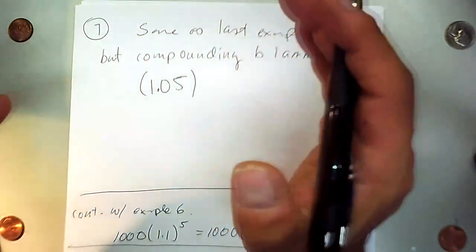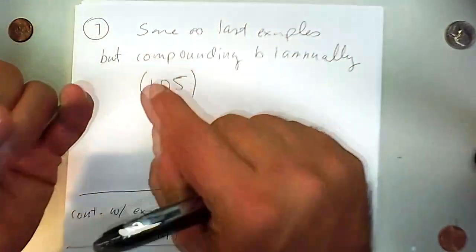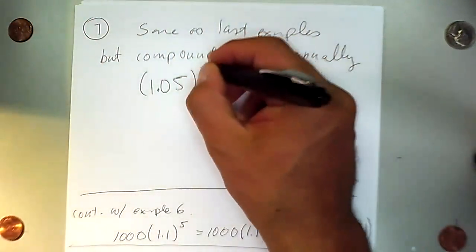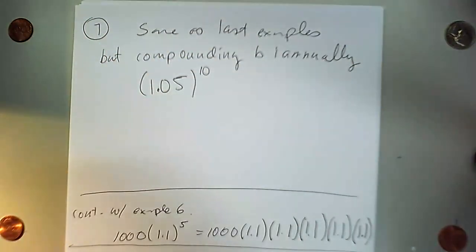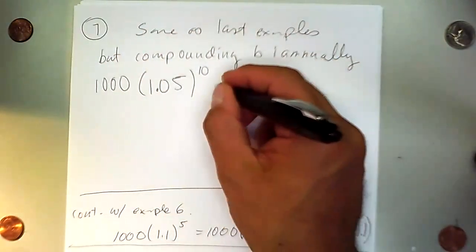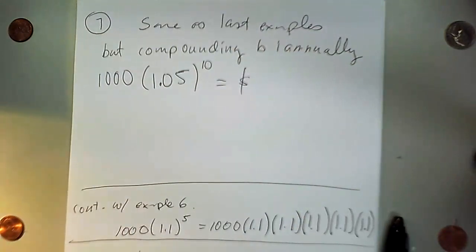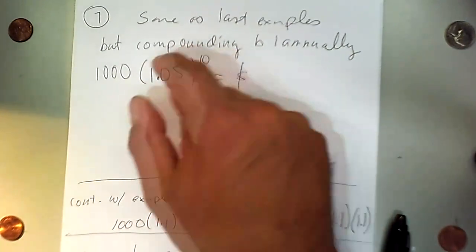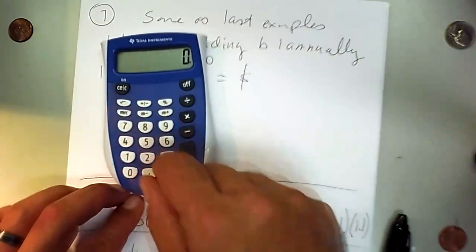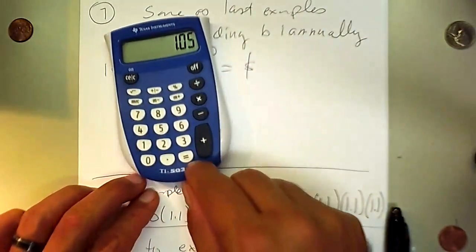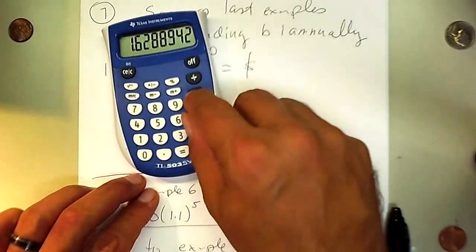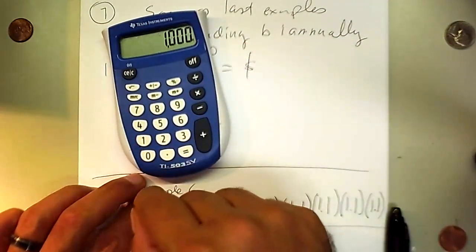Now, in 5 years, how many half years do we have? Remember, we got half, 1, 1.5, 2, 2.5, 3, 3.5, 4, 4.5, 5. We got 10 of those cycles. And then we multiply with 1,000, and there is going to be our answer. Okay, so I'm going to do 1.05 times 1.05 times 1.05, 10 times. So that is going to be 2, 3, 4, 5, 6, 7, 8, 9, 10. And then we're going to multiply by 1,000.